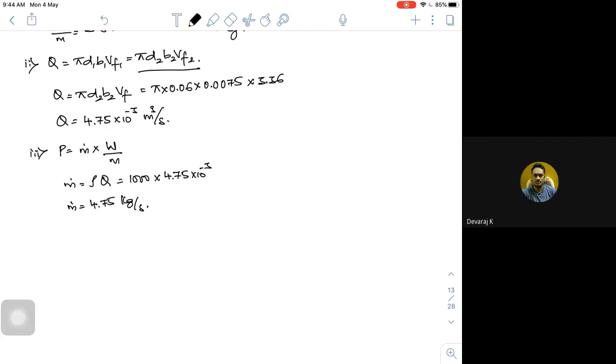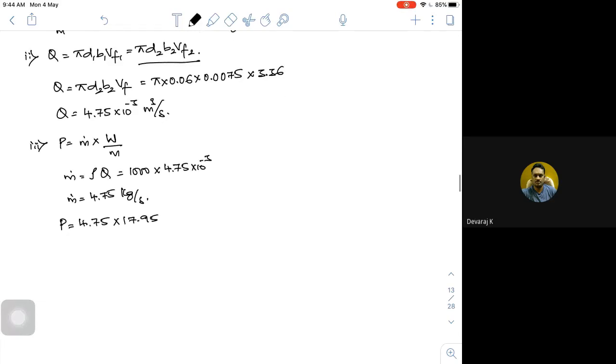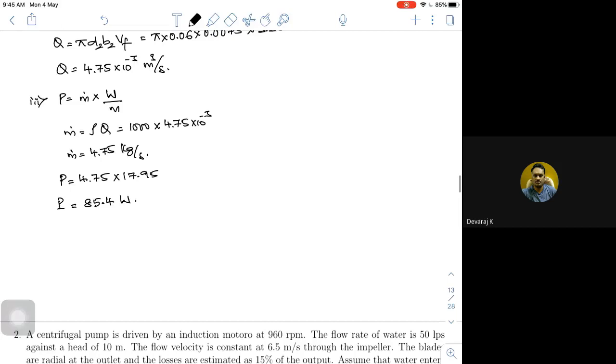Now power is equal to your mass flow rate 4.75 into your specific work 17.95 joules per kg. So I'll be getting Newton meter per second or watts. So it is 85.4 watts. It's a very small pump. Okay. What is the next thing we are supposed to find? The fourth one is the manometric height.